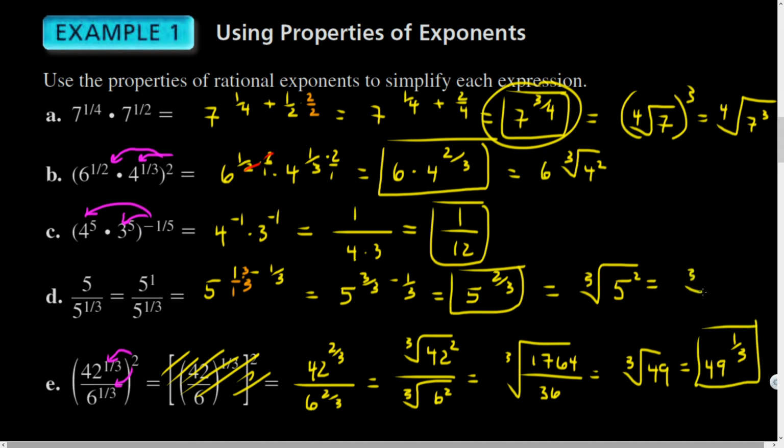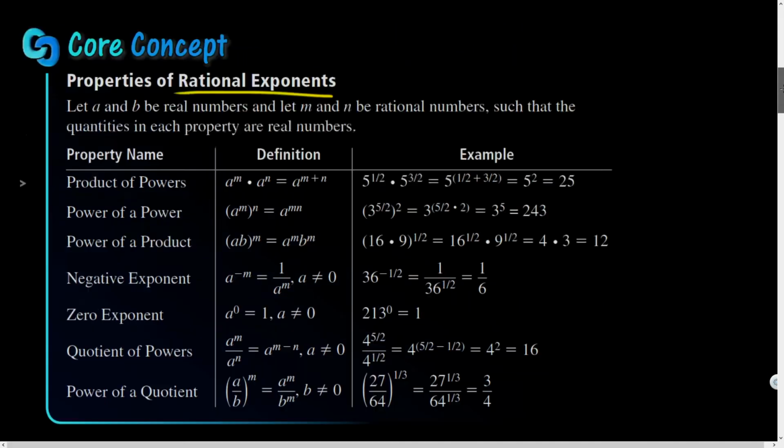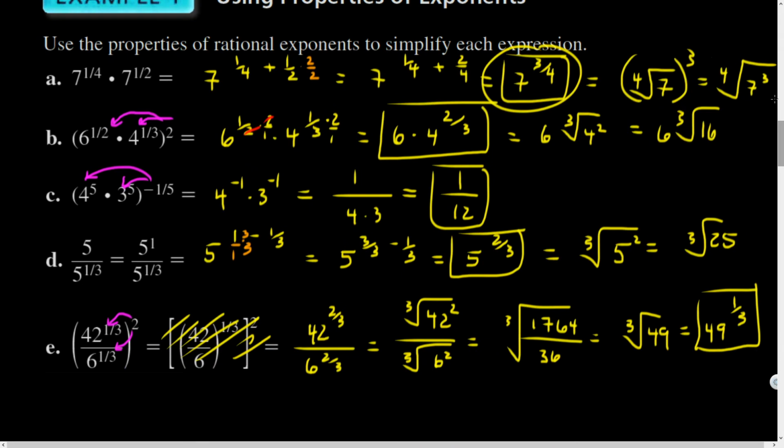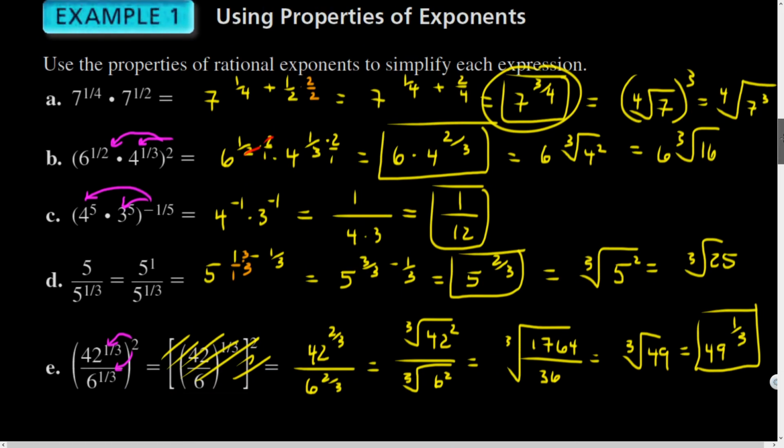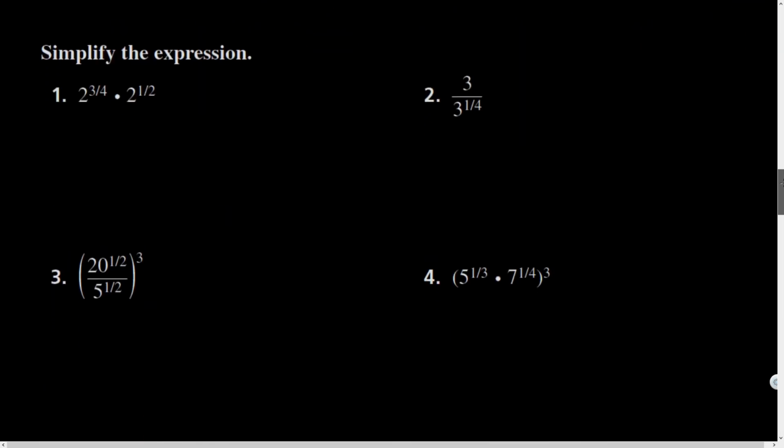Cubed root of 25. 6 times the cubed root of 16. 4 squared is 16. I could have actually cubed the 7, right? What is that, 243 or something like that? So there's a lot of different ways to represent it. But the big idea is that all of your properties of exponents apply to these rational exponents, these fractional exponents, and so you can simplify in a bunch of different ways.